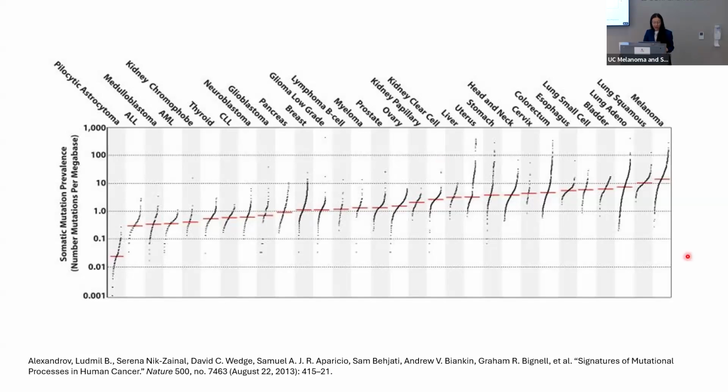Here's again just a graph showing the number of mutations across all different cancer types. And melanoma, you can see here, on average, has one of the highest numbers of somatic mutations. Again, there's a wide distribution. So there are some melanoma subtypes that have very few point mutations, and we don't think that they are caused by UV radiation.